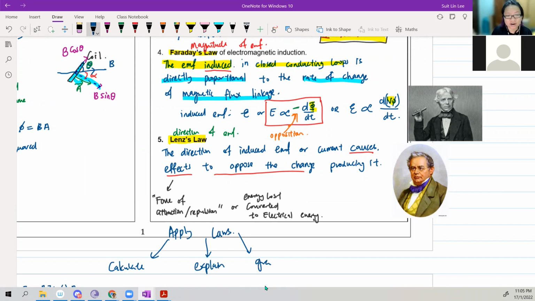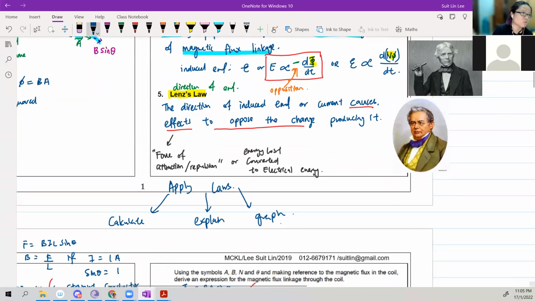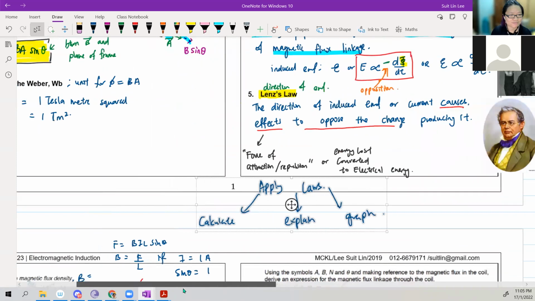And can you graph? Which one do they ask? How do I know which one will come out? If I knew which one will come out, I'd be a very rich person. Hundreds of thousands of people sit for Cambridge. Okay, so this is what you need to do.